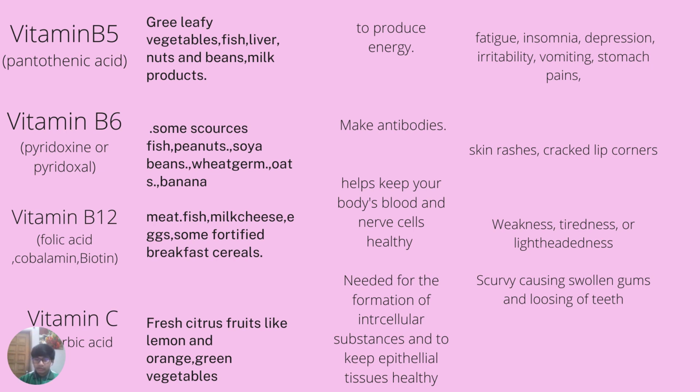Now, vitamin C, which is also known as ascorbic acid, can be gained by eating fresh fruits or citrus fruits, more specifically lemon and oranges, and also green leafy vegetables. It's needed for the formation of intercellular substances and to keep our epithelial tissues healthy. Now, the deficiency disease of this vitamin is scurvy, causing swollen gums and loss of teeth.